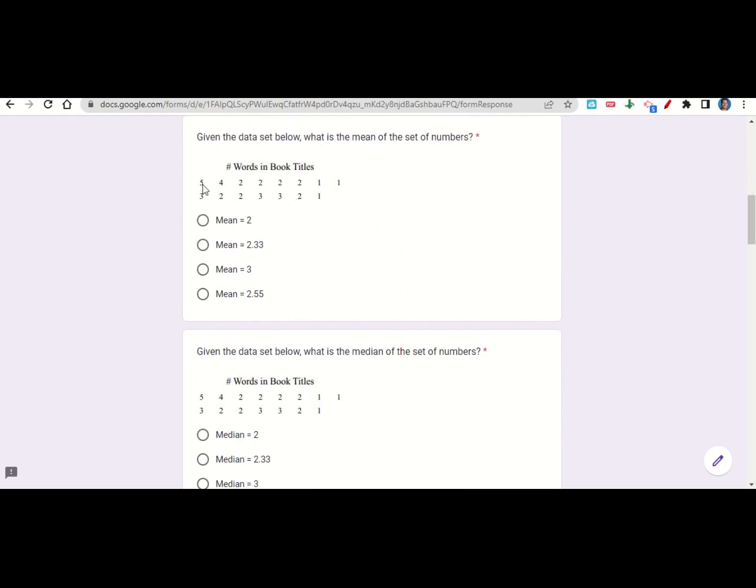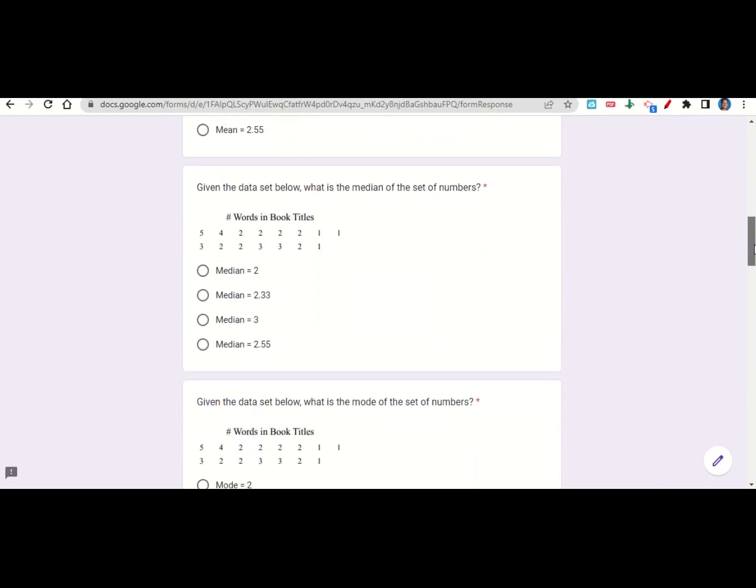So we would add all these up. 5 plus 4 plus 2 plus 2 plus 2 plus 2 plus 1 plus 1 plus 3 plus 2 plus 2 plus 3 plus 3 plus 2 plus 1. And when we add them all together, we get 35. And then we're going to divide it by the number of values that are in this set of data. And there's 15 numbers here. So we're going to divide 35 by 15. And when we do that, we get 2.33. So we'll go ahead and mark that as our answer.